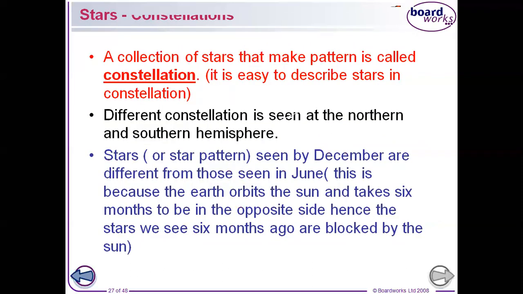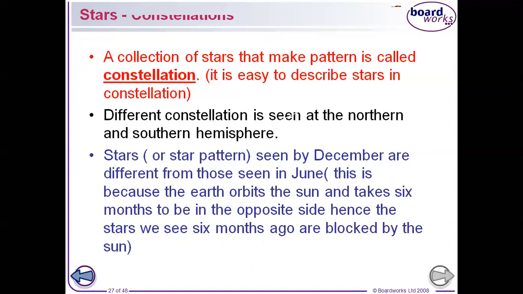Constellation. Sometimes you look at the night sky, you notice that there are groups or clusters of stars forming different patterns. This pattern is actually called a constellation. It's quite easy to describe stars. In fact, stars are described in constellations based on the patterns they form in the night sky.